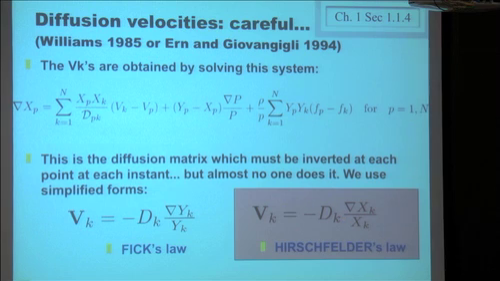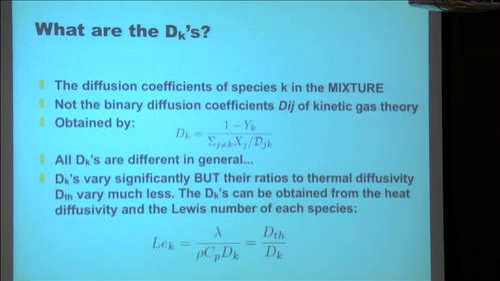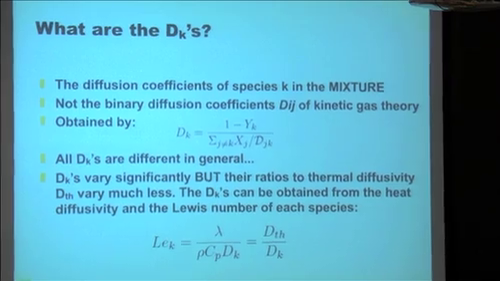Here you have a Dk, which is not the same. The Dk, actually, you can build it again from theory, and it looks like this one. It's a coefficient which depends on the binary coefficients and on the local composition. So it's not constant. It's not a given value. You have to compute it again at every point and every time step. In general, the Dk are different. The small molecules and the big molecules won't have the same Dk.